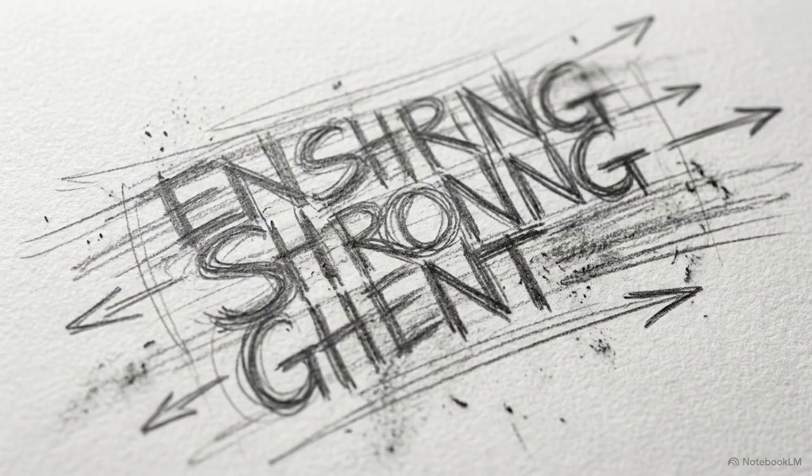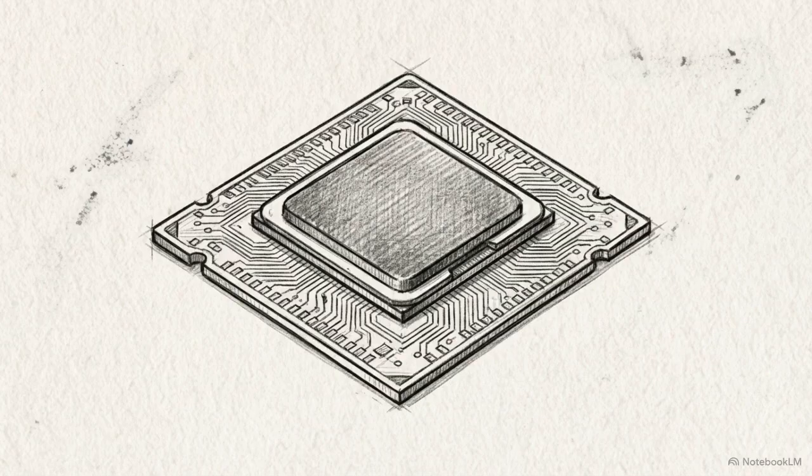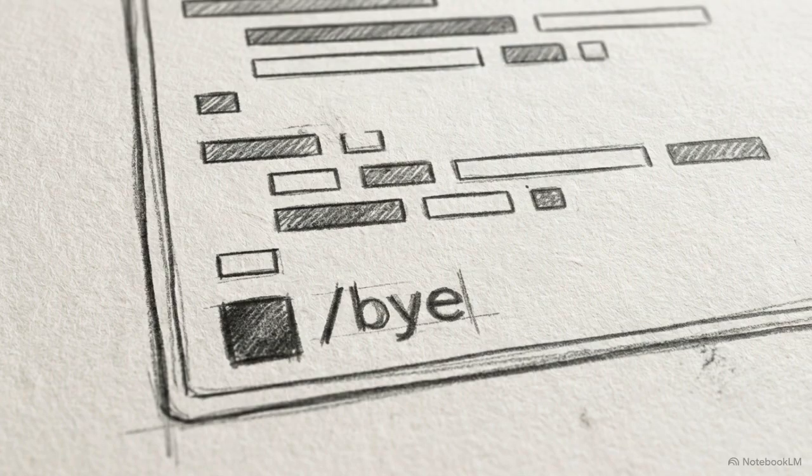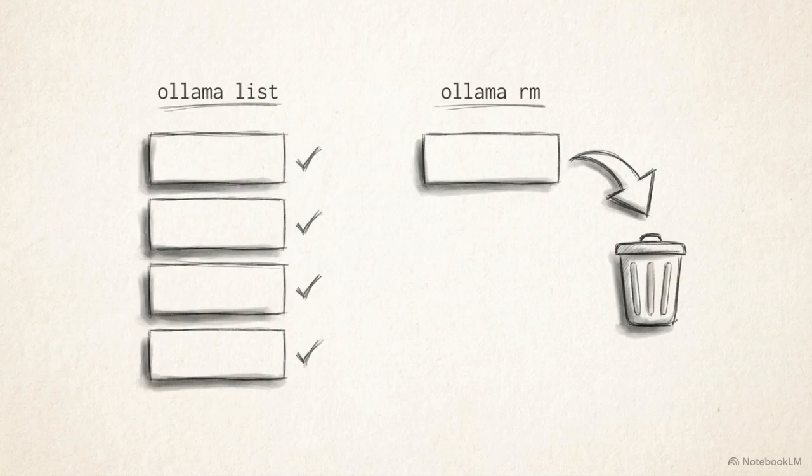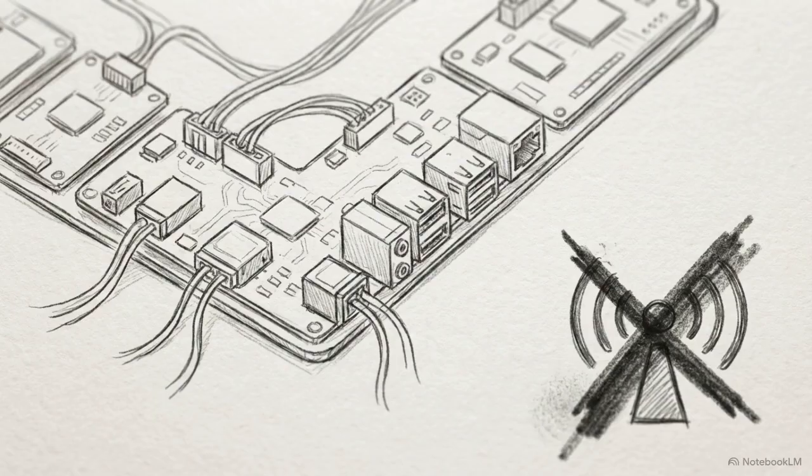When you enter a prompt, the text generates immediately. Because the processing happens on your local GPU or CPU, there is no network latency. You can exit the chat by typing /bye. To manage your storage, use ollama list to see installed models, or ollama rm to delete them. By running the model locally, you have turned the LLM into a persistent utility that functions without an internet connection.